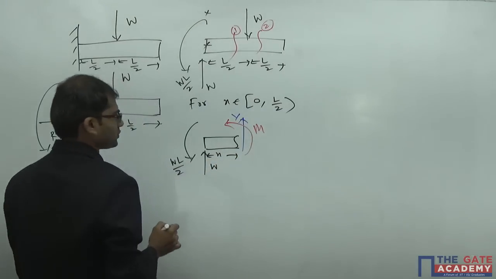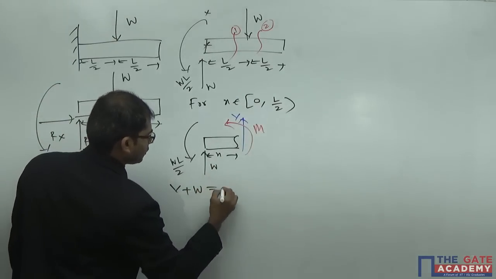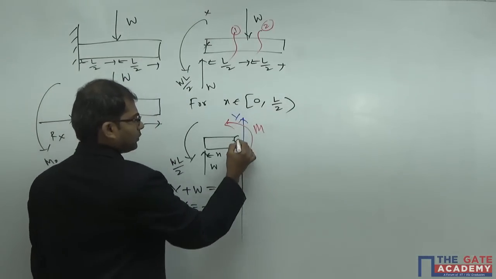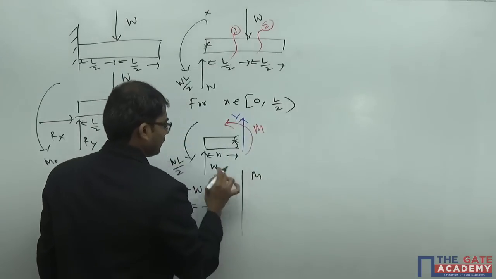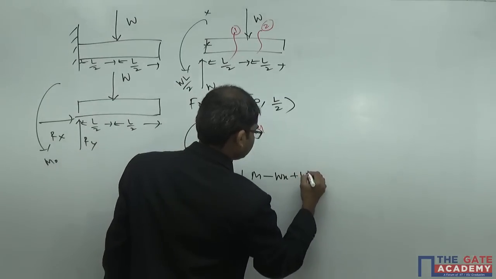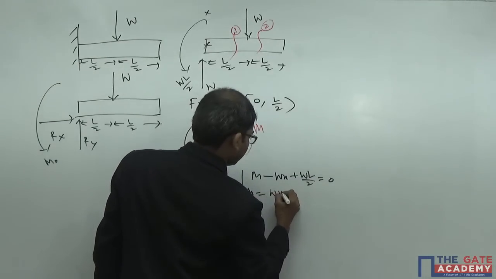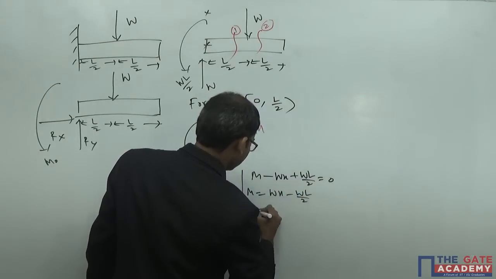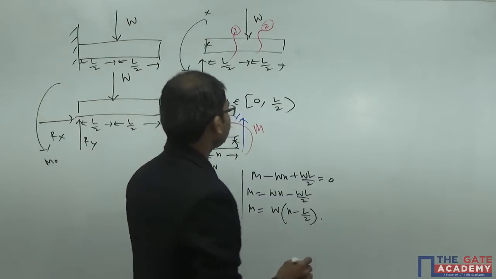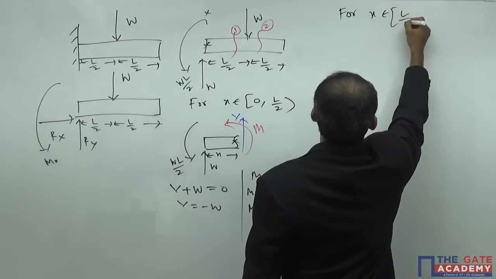So let's derive the shear force equation and bending moment equation. V plus W is equal to 0, so V is equal to minus W. If you want the bending moment equation about this point, M anti-clockwise, W into X clockwise, W into L by 2 anti-clockwise. So you get M is equal to Wx minus WL by 2, or M is equal to W of x minus L by 2. Now if you want to have the shear force equation for the range x belonging to L by 2 to L.